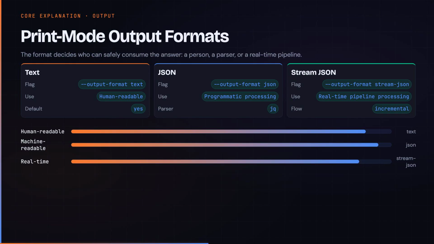Print mode needs an output format because another program often consumes the answer. Text output, selected with --output-format text, is human-friendly and is the default. JSON output, selected with --output-format json, is for programmatic processing. Stream-json, selected with --output-format stream-json, is for real-time pipeline processing. The practical rule is simple. When a script parses the result, choose JSON instead of prose.